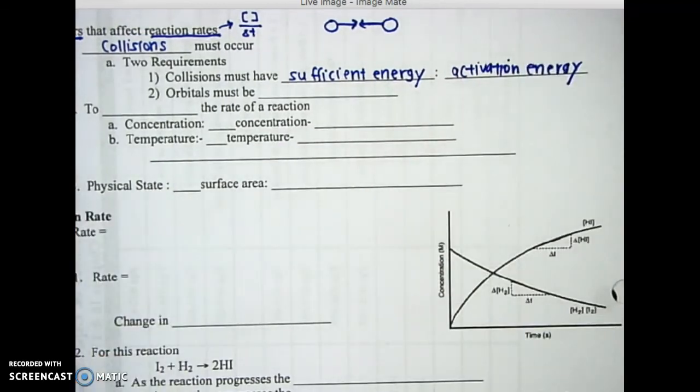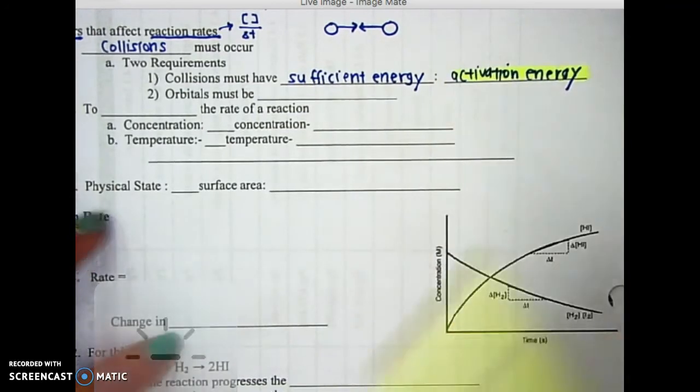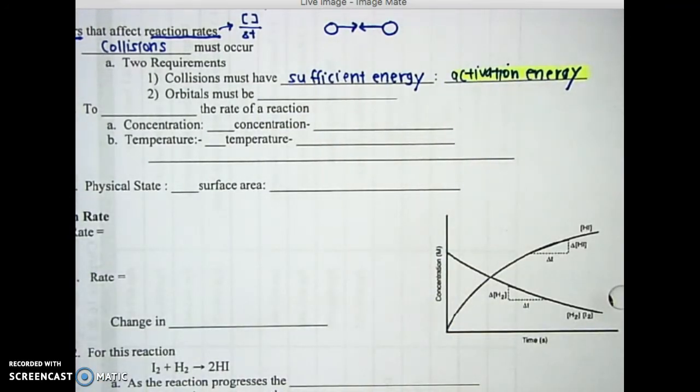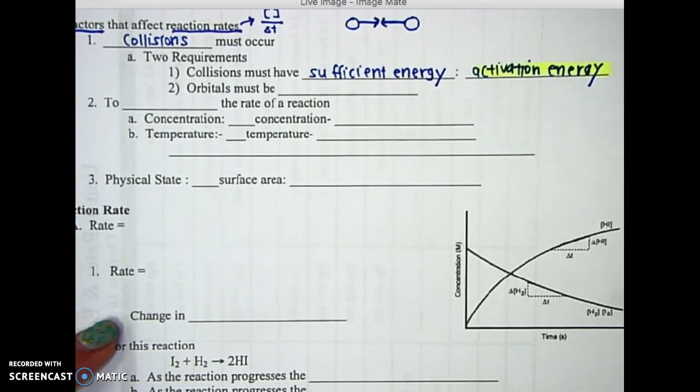And this would be a good word to have highlighted in your notes because it is a vocab term here. Okay, so your activation energy is pretty much just the energy that you need from two molecules colliding in order to create an actual chemical reaction here.